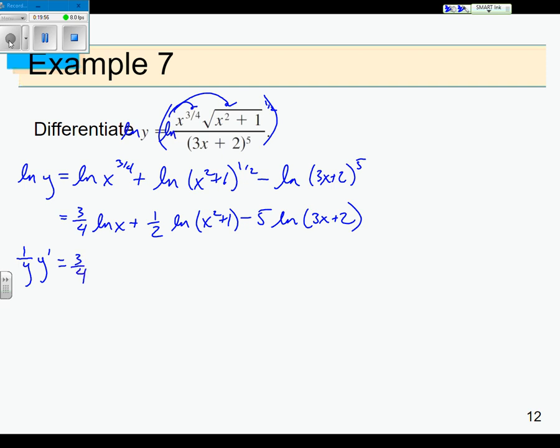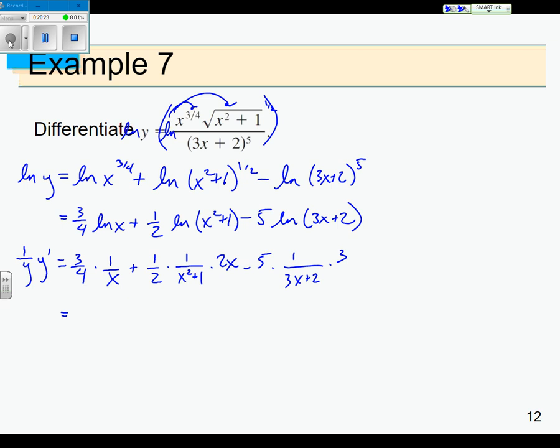The 3/4 just comes along for the ride. The derivative of the natural log of x is 1 over x. 1/2 comes down for the ride. I have 1 over whatever I'm taking the natural log of, times the derivative of my argument. 1 over the 3x plus 2, times 3.